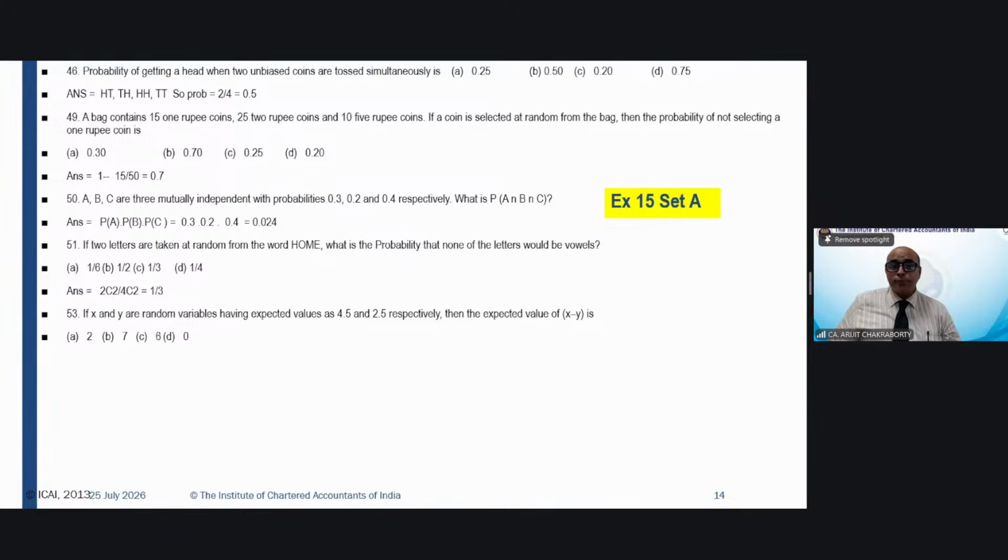Okay, next question is based on the earlier trend which we were discussing, that if y equal to ax plus b or a plus bx, then what is the expectation?